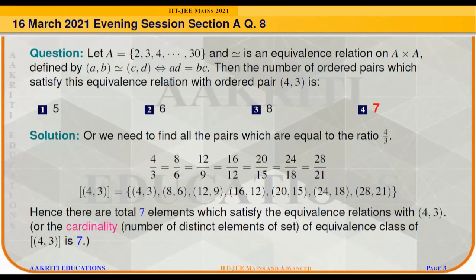Hence, there are a total of 7 elements which satisfy the equivalence relation with ordered pair 4, 3. Or it can also be said as the cardinality of the equivalence class of ordered pair 4, 3 is 7. Cardinality is defined as the number of distinct elements of a set.